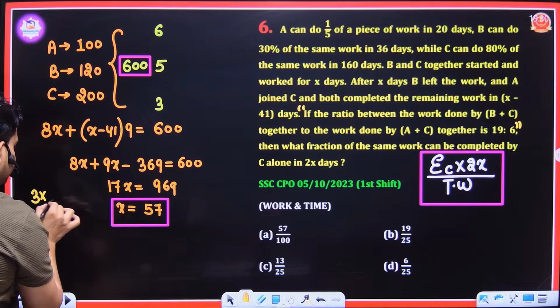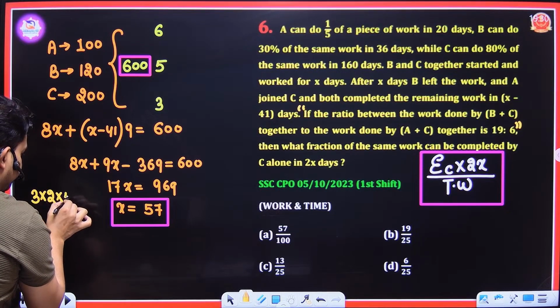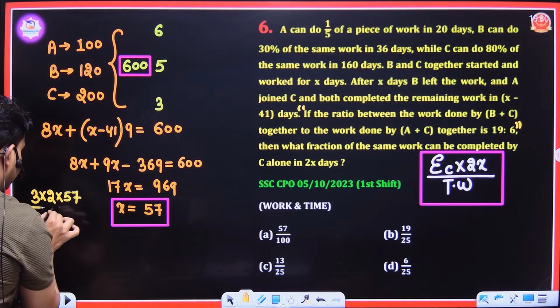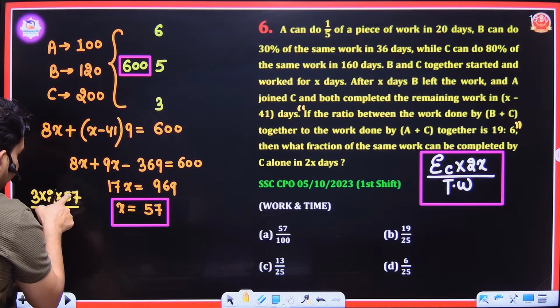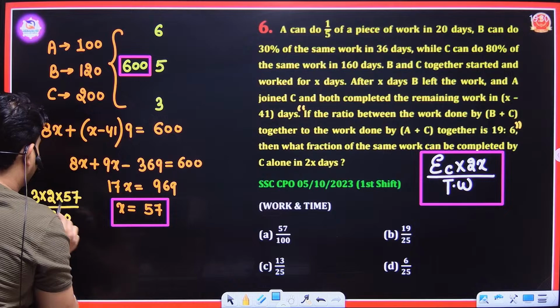Twice of x means 2 into 57 upon 600. 6 will divide this 6. 57 upon 100 is the correct answer. That is option number A.